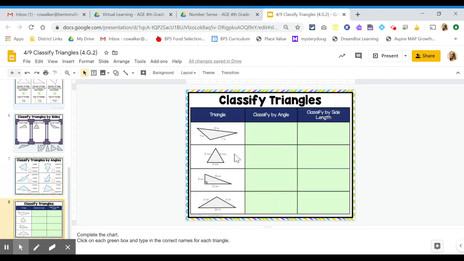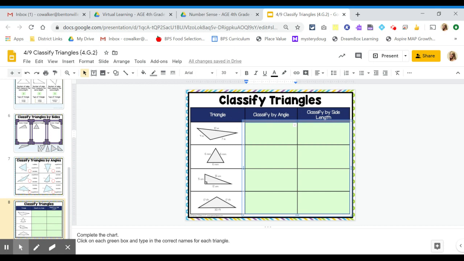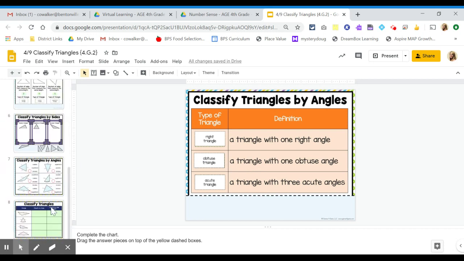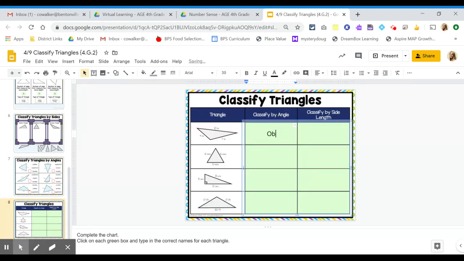Then on the very end, this is going to be your last check. So you're going to classify it by angle and then classify it by side. So what type of angles do they have? I'm going to do this first one with you. Is there any right angles? There's not. Are there any acute angles? If so, how many? Were all 3 of these angles acute? No, there is one obtuse. So remember, when there's one obtuse angle, and you can refer back to all the way up here, it means it's an obtuse triangle. So in this box, I'm just going to write obtuse triangle.